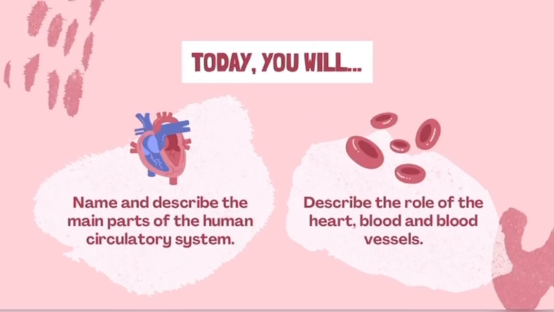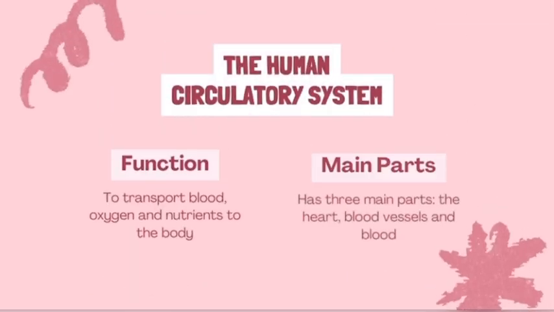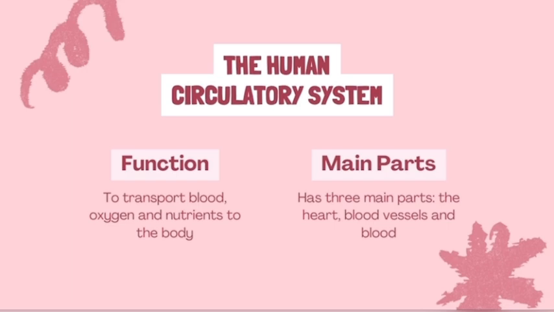Today, you will name and describe the main parts of the human circulatory system. Describe the role of the heart, blood and blood vessels. The human circulatory system. Function: to transport blood, oxygen and nutrients to the body. Main parts. It has 3 main parts: the heart, blood vessels and blood.